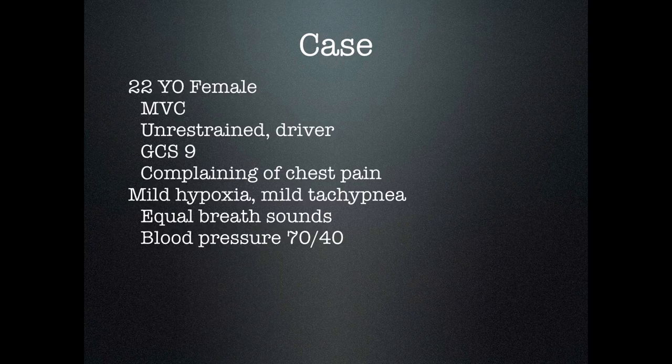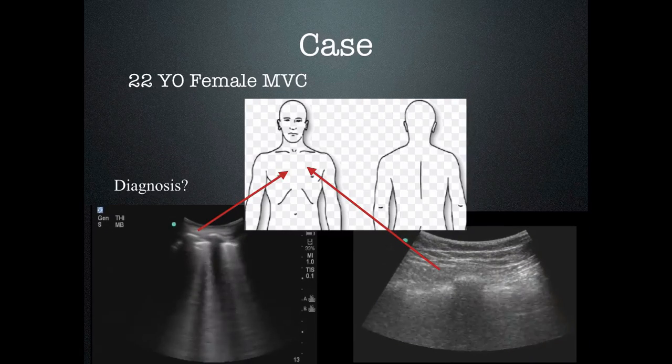How about this case? A 22-year-old female comes in after a car wreck. They were an unrestrained driver. Their GCS is 9. They're complaining of chest pain. They've got mild hypoxia, mild tachypnea. Their breath sounds are equal, but they've got a blood pressure of 70/40. So we scan the anterior chest. On the right side, we see lung rockets. On the left side, we see normal lung. What is the diagnosis?